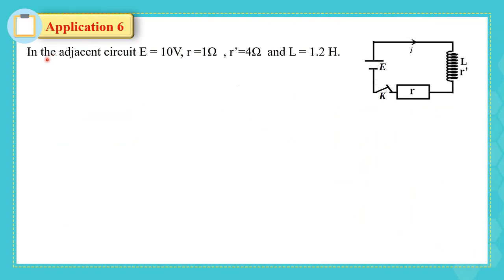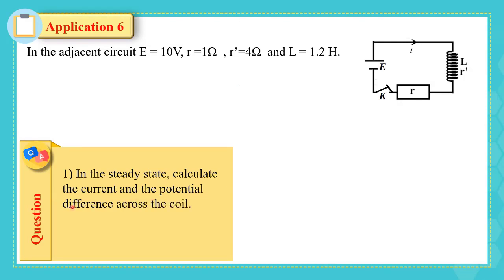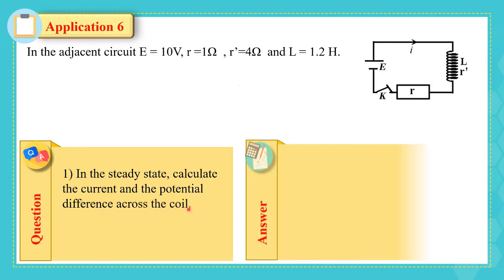Now let's solve application 6. In the adjacent circuit, E equals 10 volt, R equals 1 ohm, R prime, the resistance of the coil, is equal to 4 ohm, and L, the inductance of the coil, is 1.2 Henry. In the steady state, calculate the current and the potential difference across the coil.